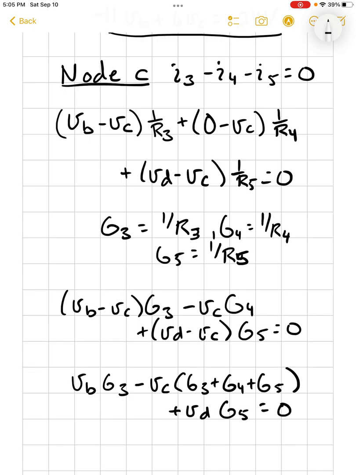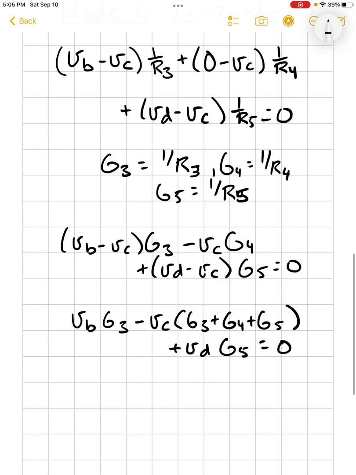Now, why would I do this? Because if I go through and I calculate it out, G3 is something like 0.00033 repeating. G5 is 0.0001 repeating, and G4 is 0.00025. Those are messier numbers to deal with. They're not whole numbers. But writing it in this way can make it easier to use a computer.